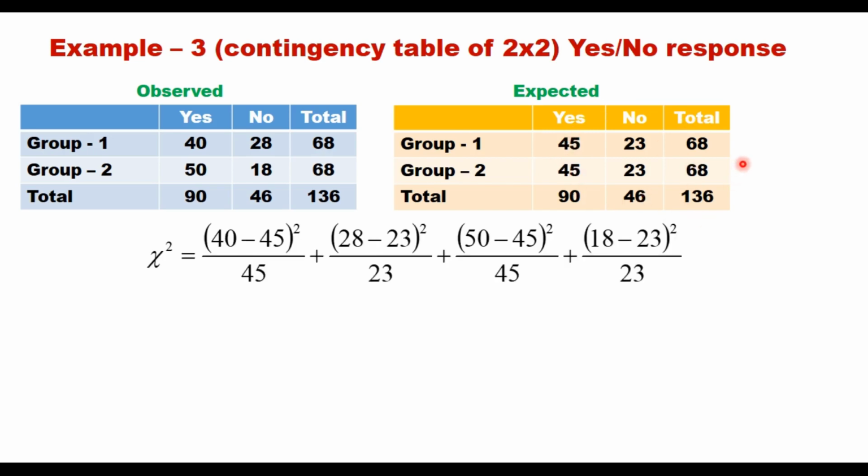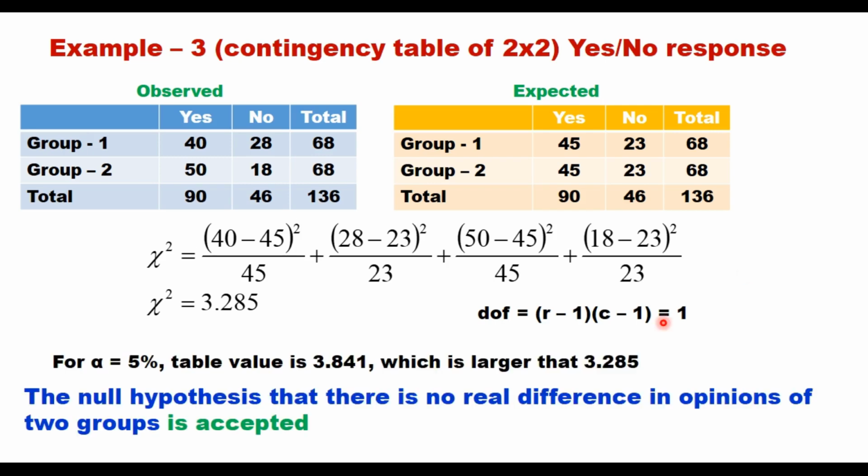So based on that, you calculate the chi-square value, that is (40 minus 45) square upon 45, that is the first one. And similarly, you have 4 values here, so you calculate the 4 values and take the sum of all these, you get chi-square 3.285. Now degree of freedom here again is (r minus 1) into (c minus 1), that is number of rows minus 1 into number of columns minus 1, that is 1. So if you enter the table at alpha equal to 0.05 and degree of freedom 1, you get the table value 3.841, which is larger than this value. And therefore, the null hypothesis that there is no real difference in opinions of two groups is accepted.